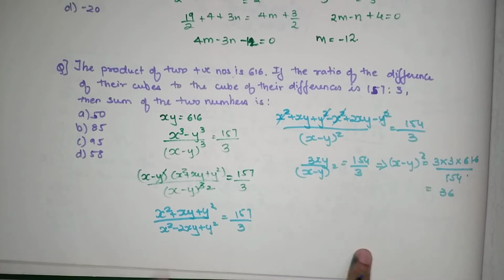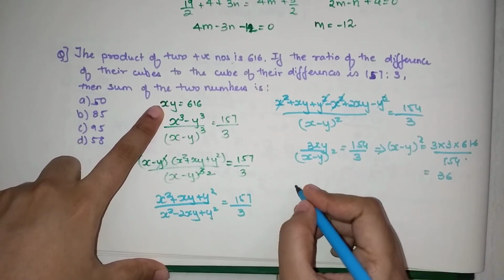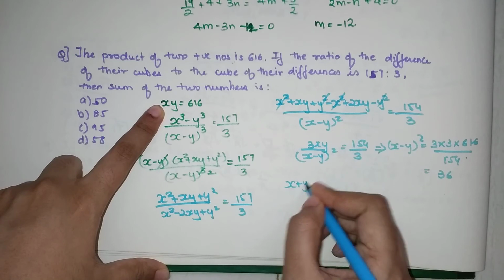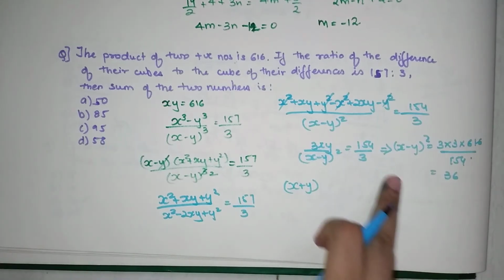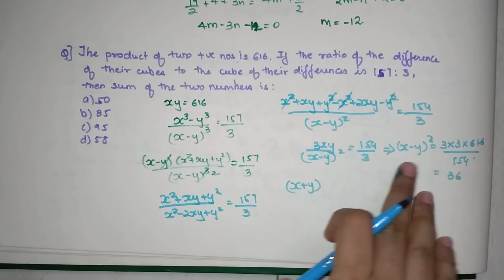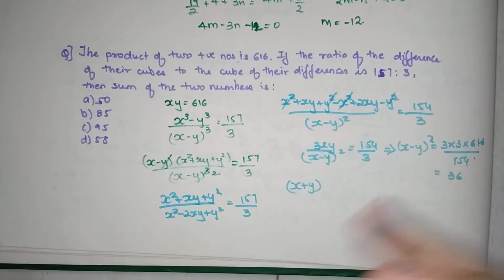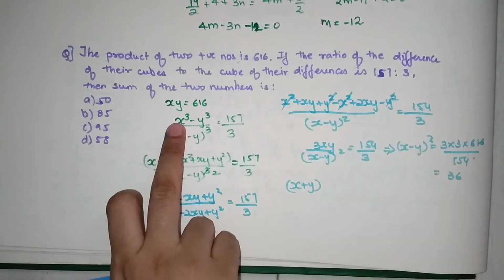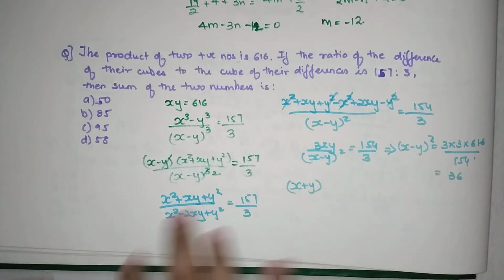Now you need to find the sum of the two numbers. So x plus y, that is what you wanted. In the normal procedure, you could have taken the root and you can get x minus y as 6. So you can say x is equal to y plus 6 and then substitute over here, and then you get the quadratic equation and you get the values.